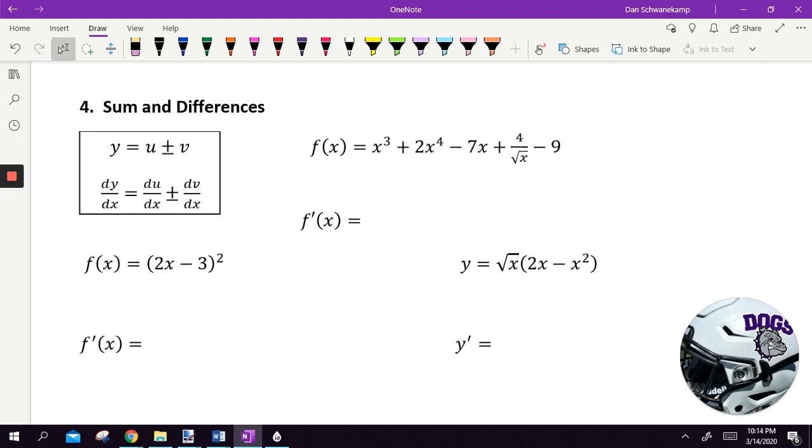So if we've got more than one part, we just do the exact same thing. If they're broken up with plus or minus signs, cool. You just take the derivative of each thing individually. So for example, x cubed, well, that is 3x squared. Multiply by the exponent, subtract 1 from my exponent.